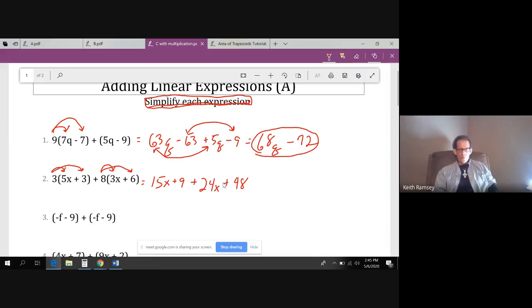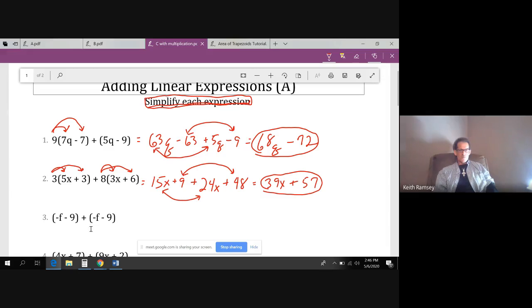And I look for what matches. This 15 has an x, so does this 24. So if I put those together, I'm going to get 39x. And this 9 doesn't have a variable, neither does this 48. So if I put those together, they're both positive, I'm going to get positive 57. And that's simplified.